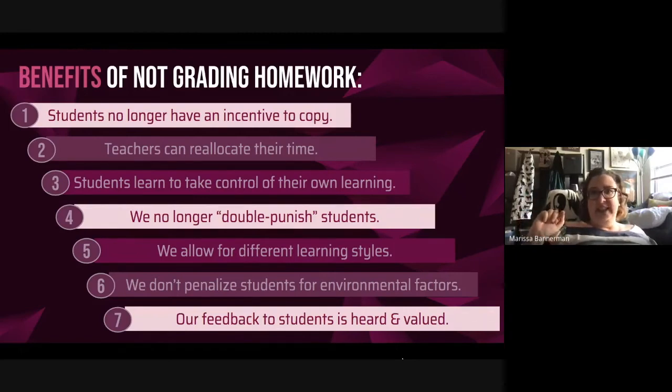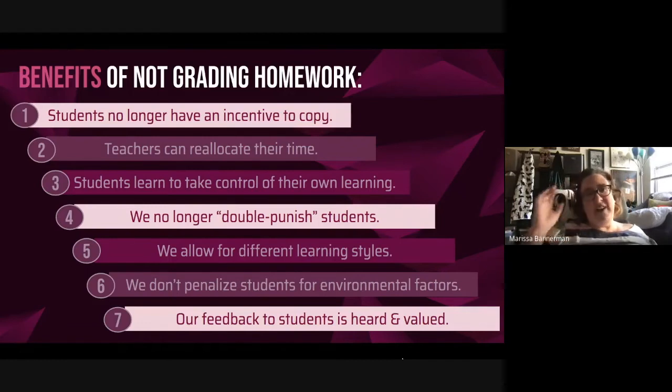Second, we no longer double punish students. So giving zeros for homework and then getting marked down on assessments takes points from students twice. So not only is it not mathematically sound, but it doesn't communicate what we want or that we want students to be successful, right? When we take points twice.